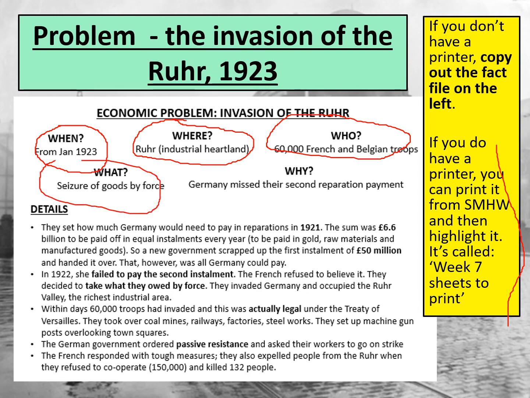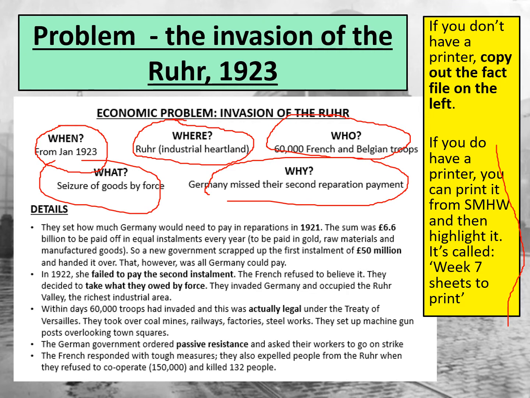They want to get their reparations money, and they believe that the Germans are withholding it, so they decide to go and take it in the form of goods. And they did this because Germany had missed the second reparation payment. So let's go through it in a little bit more detail now and talk about the key things that you need to know.